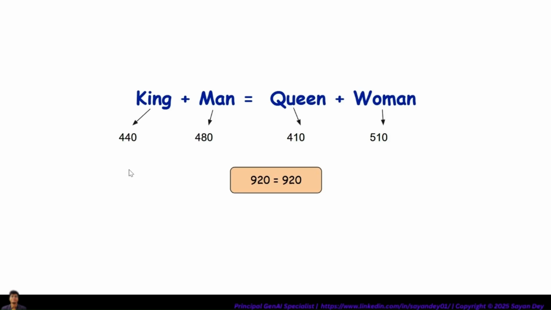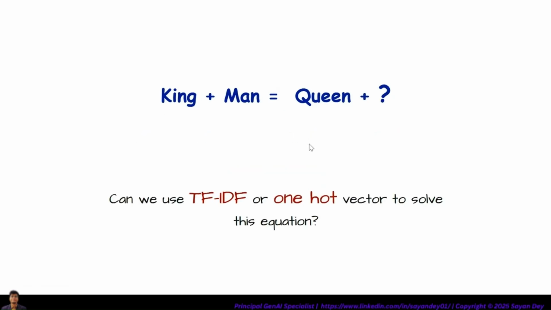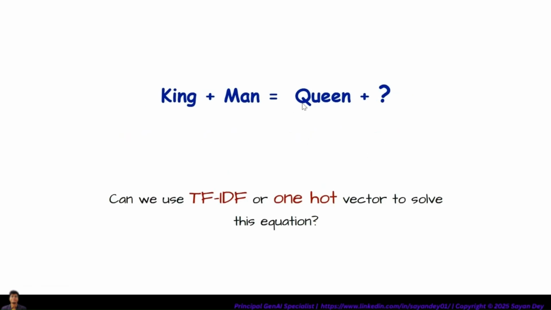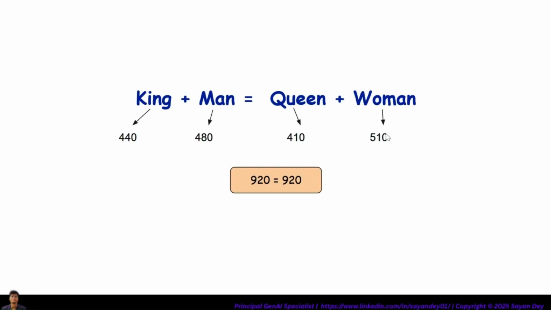So we have the word king, which we represent as 440. We have the word man, which is 480. We have the word queen, which is 410. And we have the word woman, which is 510. You're trying to solve a mathematical equation. So quite literally you're saying, 440 plus 480 equal to 410 plus what? You're trying to solve the algebraic equation, find the number, and then match that number with the corresponding word. This is the way we will solve it.